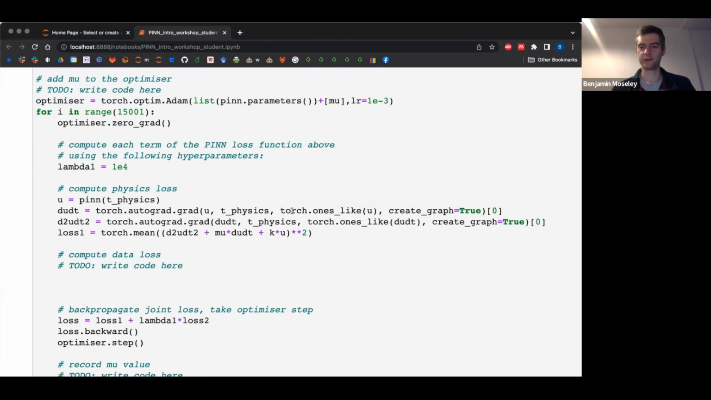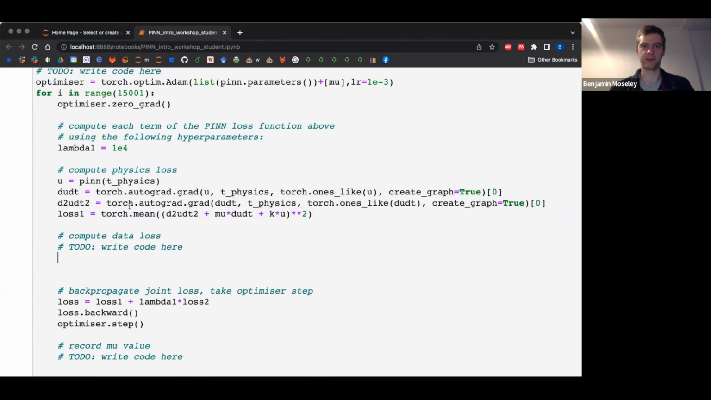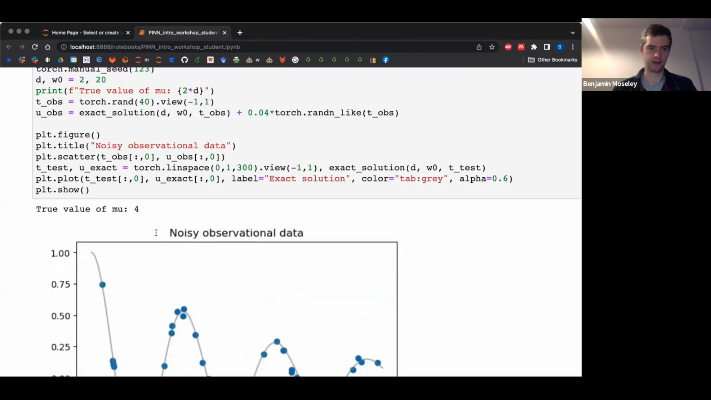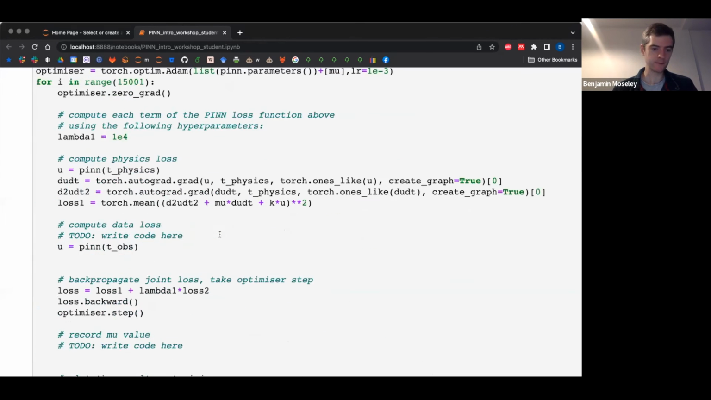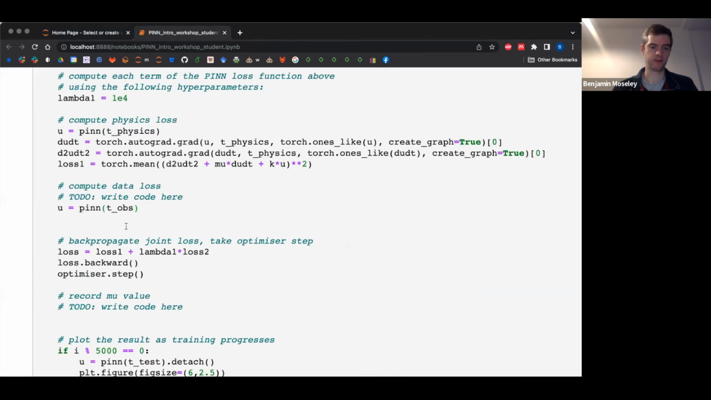Then we compute the physics loss. It's the same code as we had before; I haven't changed anything. The last thing we need to do is compute the data loss. We're going to run the PINN over the observed time points, which are computed up here. Then we create our data loss, which is just the mean squared error that we were talking about before. So we do a mean over u minus u observed, squared.